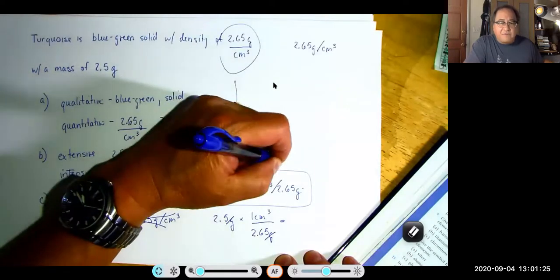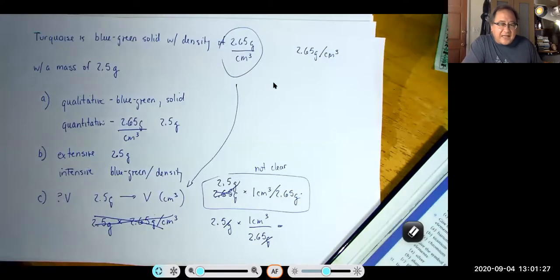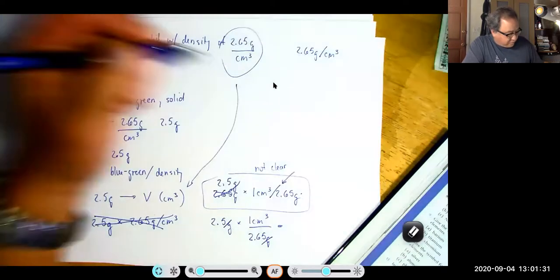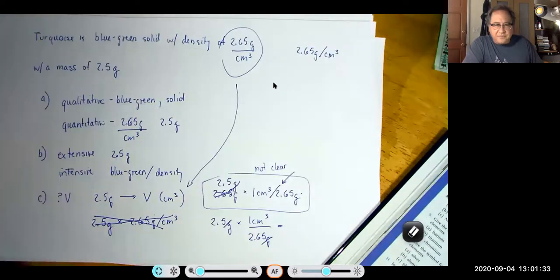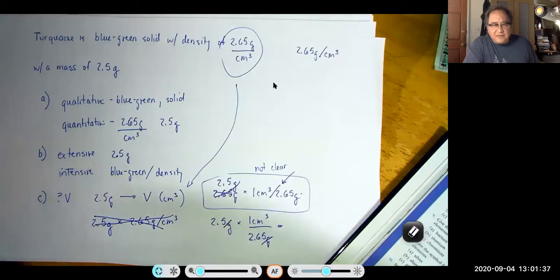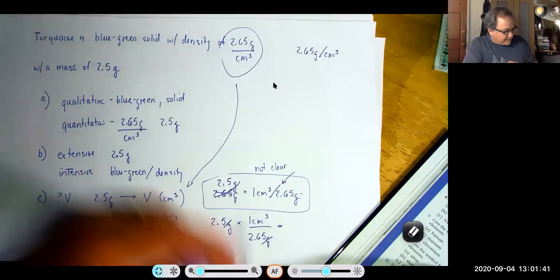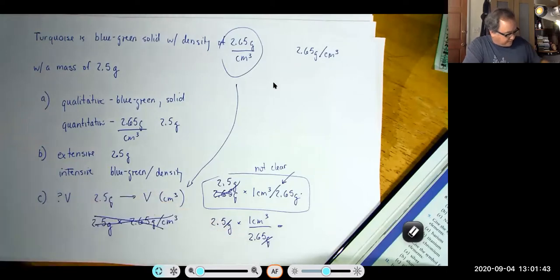Do not write fractions in this class with one of these little, what do you call those? Hashtag, what is it? Forward slash, backslash. Don't do those. Write them like this. This looks so much better.